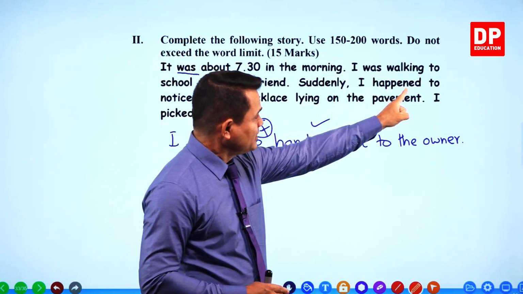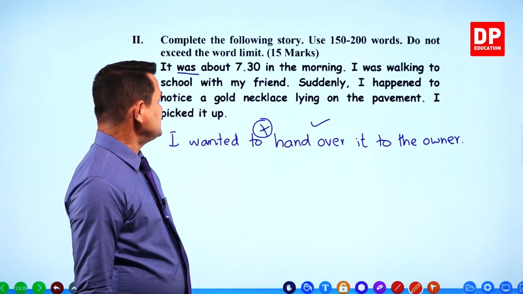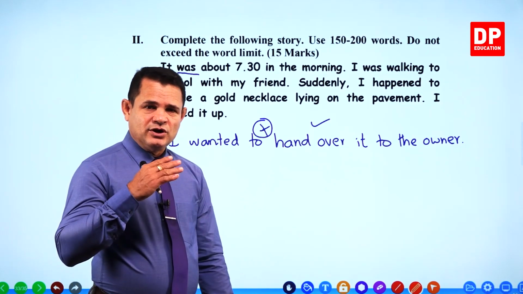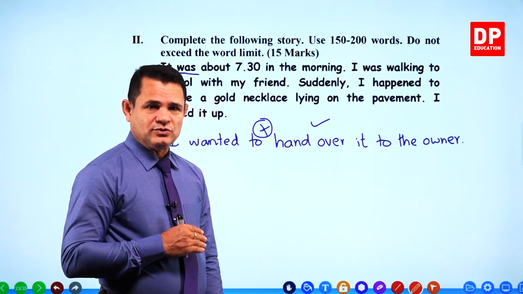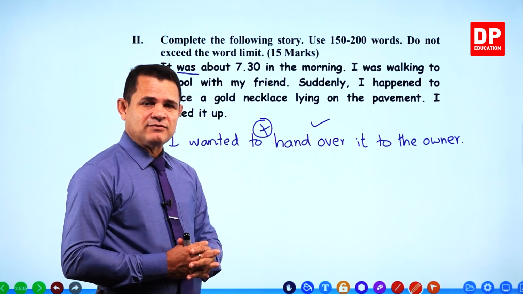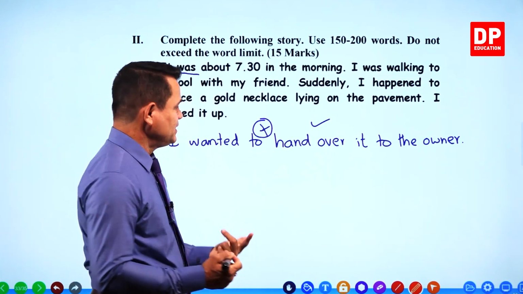Suddenly I happened to notice a gold necklace. So you have to maintain the flow of your story. For that you can use certain words. What are they?